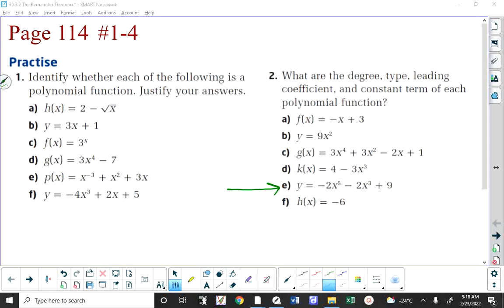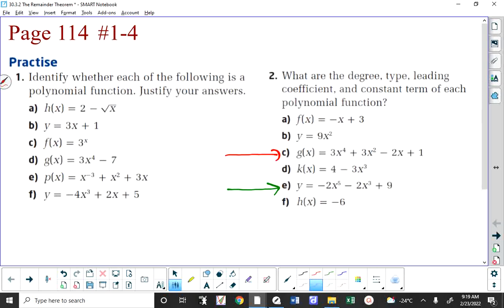Whereas if the two arms are in the same direction, that tells you that the degree must be even. So in question 2c, the two arms are in the same direction, and in 2e, the two arms are in opposite directions. The other thing related to the end behavior of the polynomial function's graph is the leading coefficient. If the leading coefficient is negative, then the right-hand arm is pointing down. And if the leading coefficient is positive, the right-hand arm is pointing up.